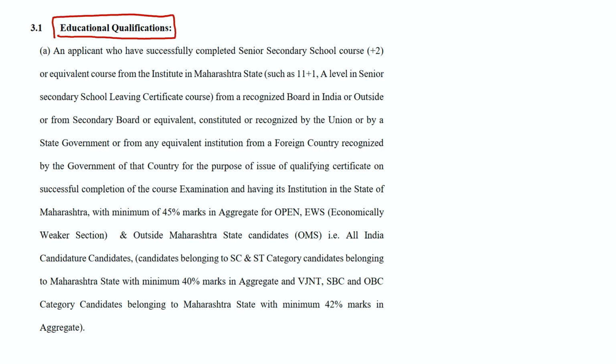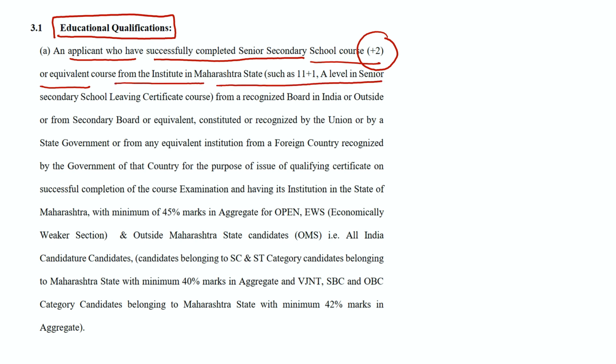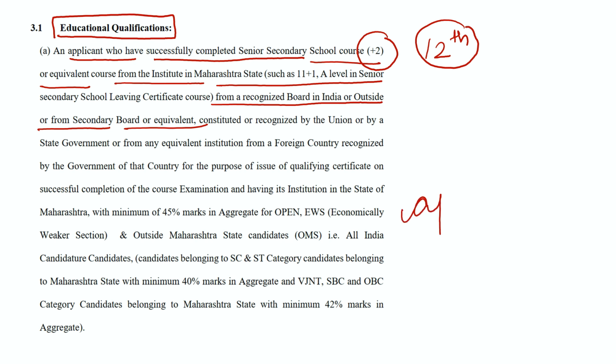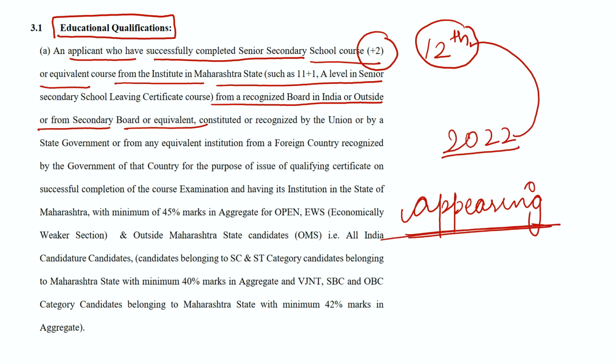Educational qualification. An applicant who has successfully completed the senior secondary school course, that is your +2 or equivalent course, from an institute in Maharashtra state, from a recognized board in India or outside, or from a secondary board. So basically you need to have completed your 12th. Now if you are appearing for your 12th and your result is not out, then also you can give the exam. आपके 2022 के अंदर ही 12th के बोर्ड एग्जाम्स हैं और अभी तक रिजल्ट नहीं आया या अभी एग्जाम्स नहीं हुए, बट अभी होने वाले हैं, हो जाएंगे. You are eligible to give the exam, right?